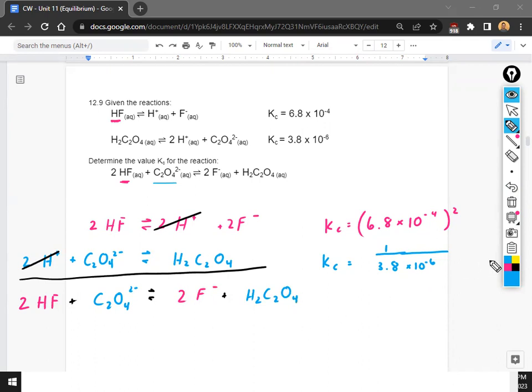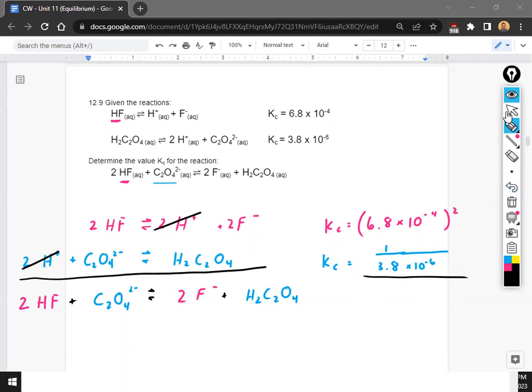All right, now let's just make sure everything lines up. We got 2HF, C2O4 2 minus, 2F minus, H2C2O4. So we're good to go. The reaction, we did all the manipulations that we need. Now all we need to do is find the equilibrium constant.